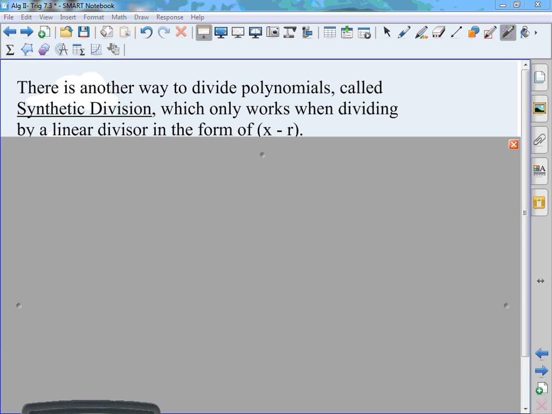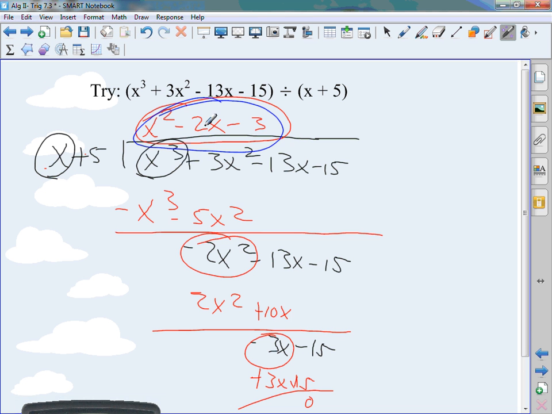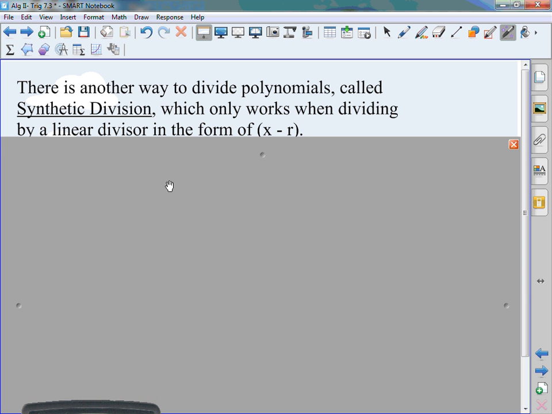Second part of the lesson, we're going to talk about synthetic division. What we did yesterday is we had the problem where we had to write all of this out to divide. Synthetic division only works if you have x minus r.